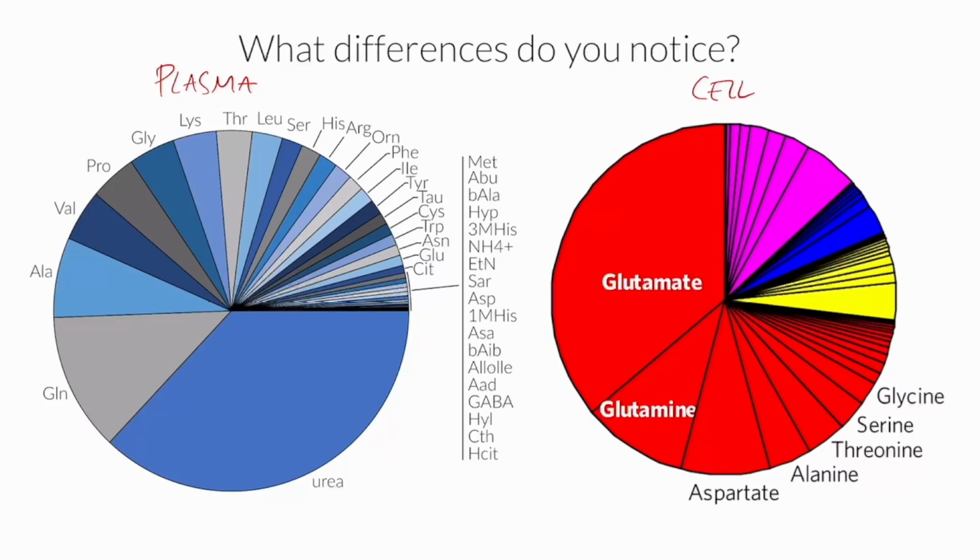What sorts of things do we notice? Well, a big difference is there's no urea in the cell. The urea in the cell is tiny. I think it's actually on the list, but it's down here somewhere. So there's way more urea in the blood than there is in a cell.